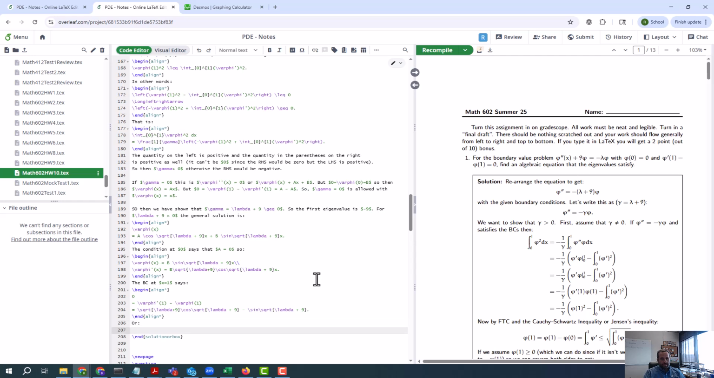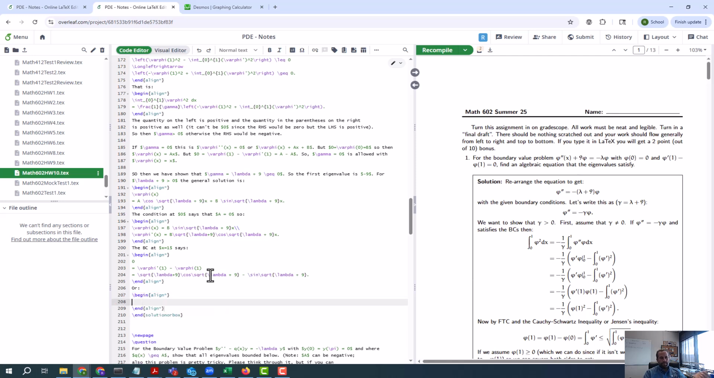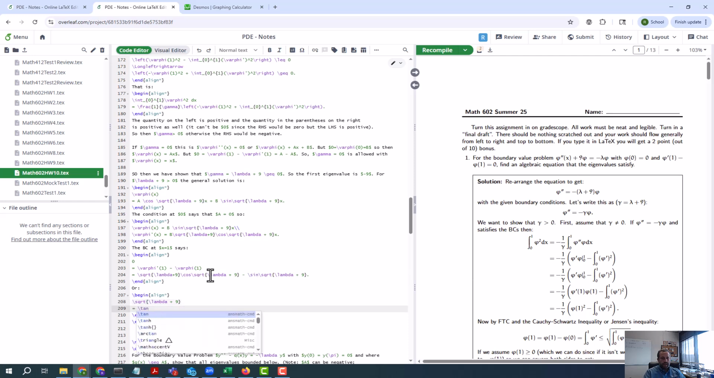Or we can write this as an algebraic equation. It's going to be very similar to before. We're going to add the sine to both sides and divide both sides by cosine. And when I say before, I mean the fifth problem from homework 9. We get square root of lambda plus 9 is equal to tangent of square root of lambda plus 9.